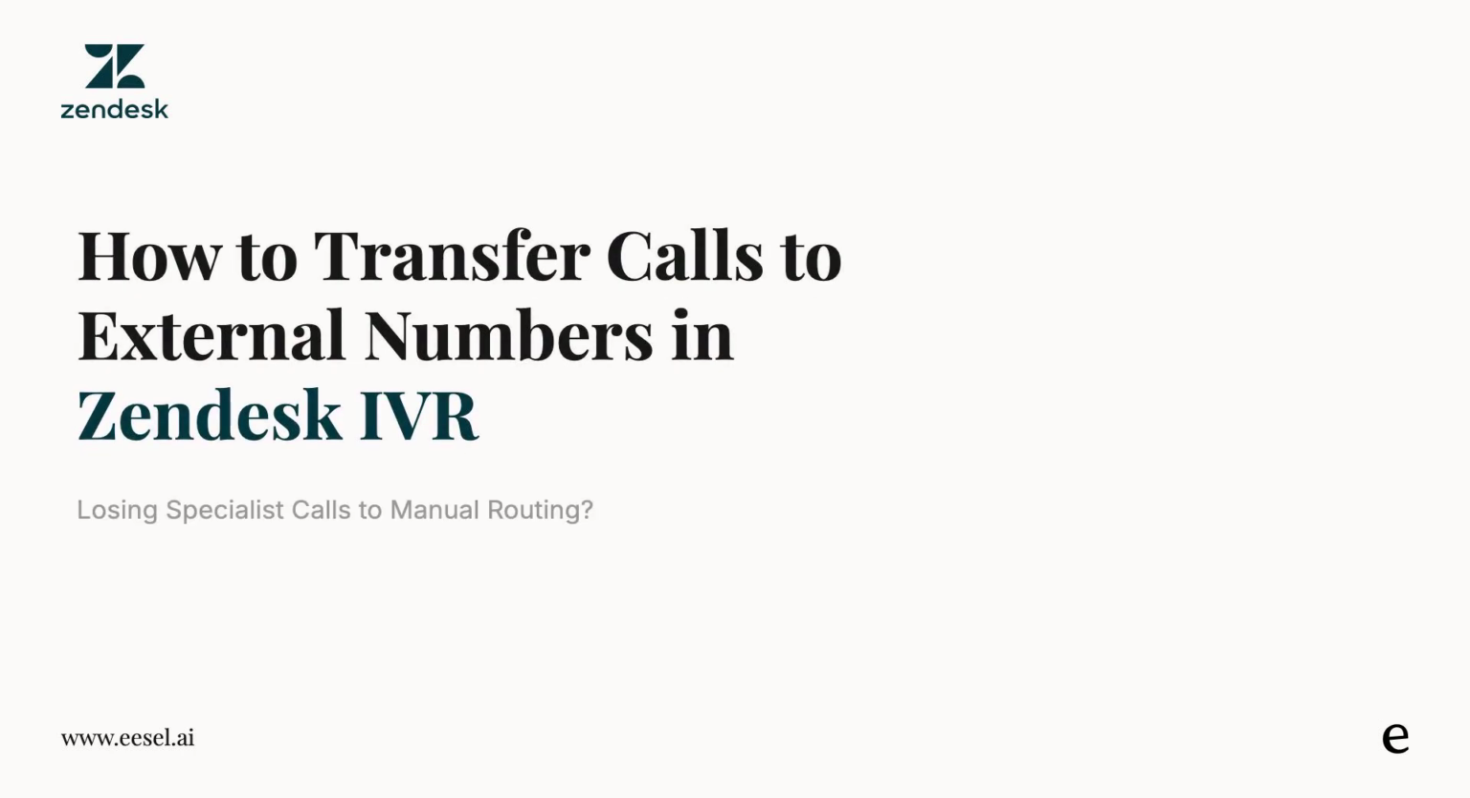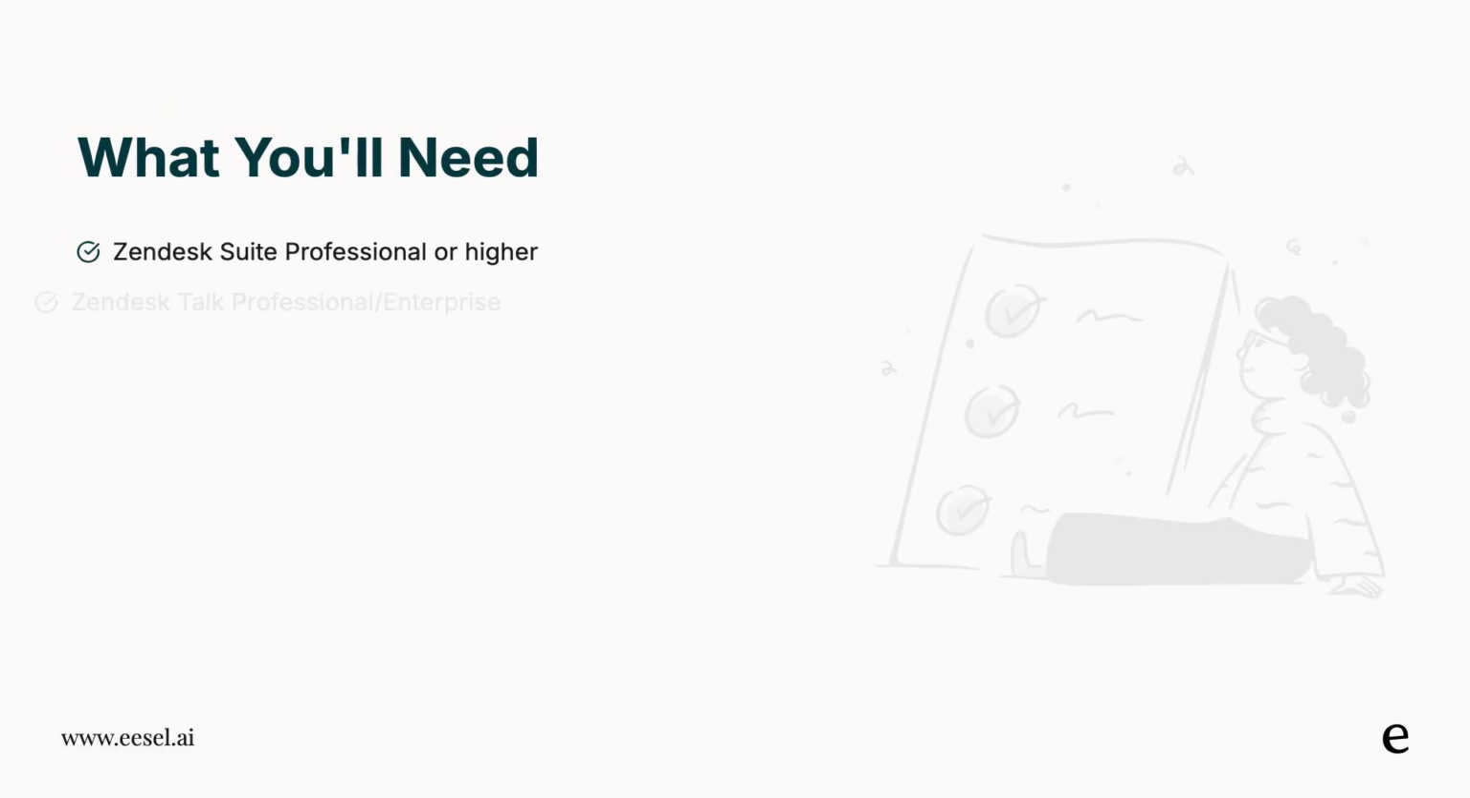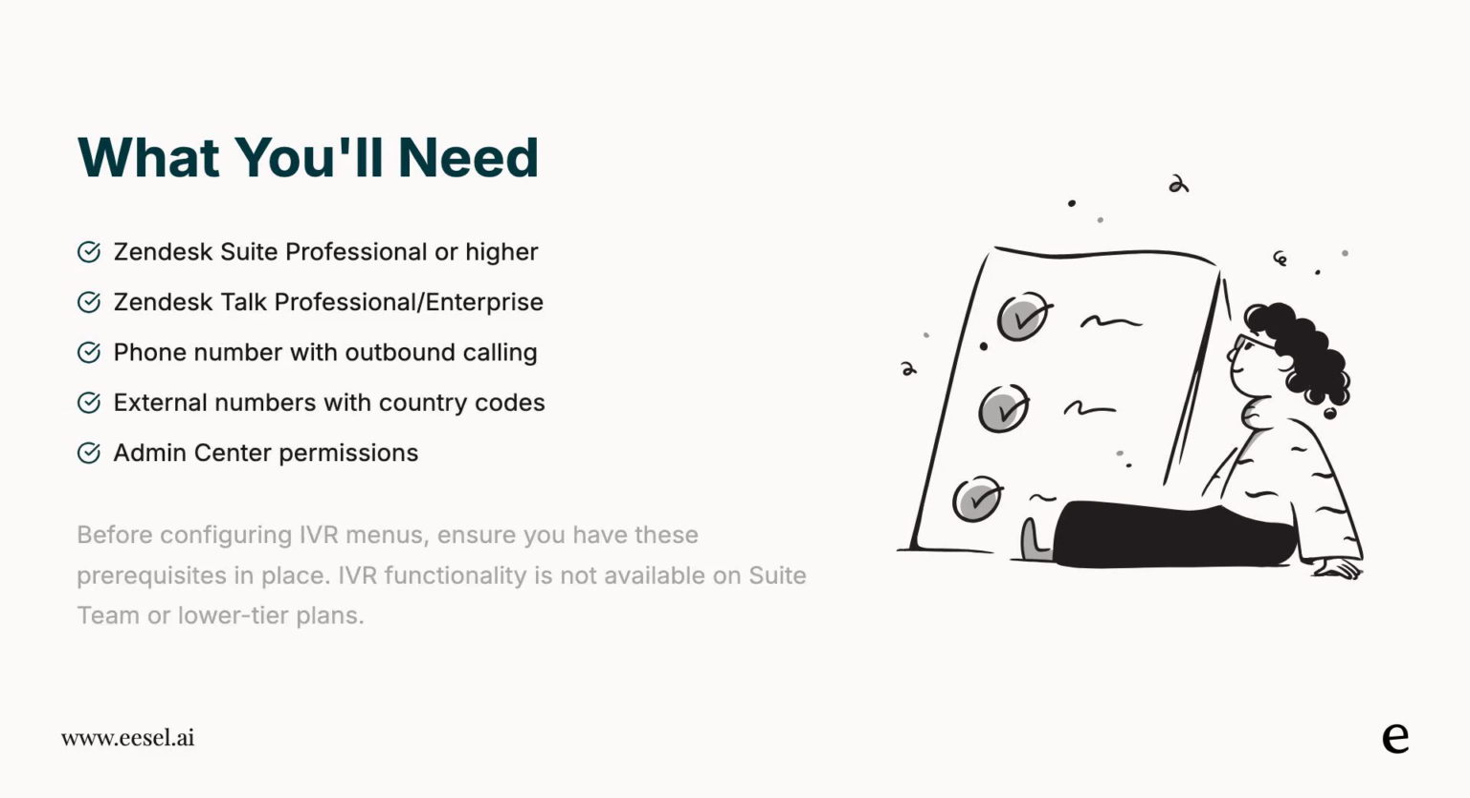Your Zendesk IVR can route calls to specialists, contractors, or after-hours teams outside your system. But before you start, you'll need Zendesk Suite Professional or higher, Talk Professional or Enterprise, a phone number with outbound calling, external numbers with country codes, and admin center permissions.